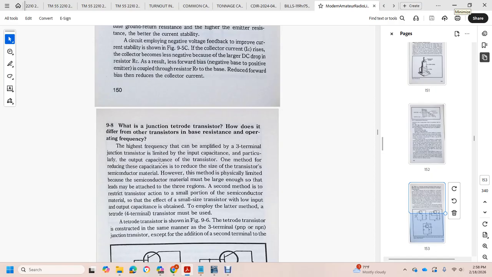Question 9.8. What is a junction tetrode transistor? How is it different from other transistors in terms of the base resistance and operating frequency? High frequency can be amplified with a 3-terminal junction transistor, with a limit set by the input capacity and output capacity of the transistor.